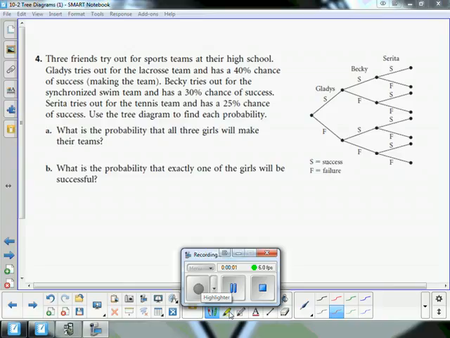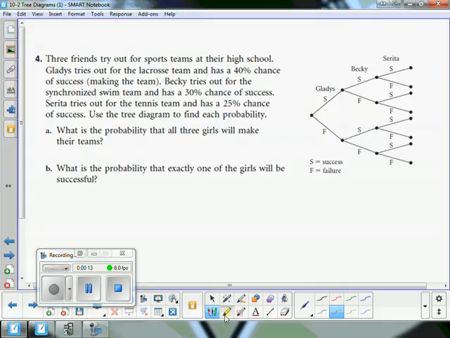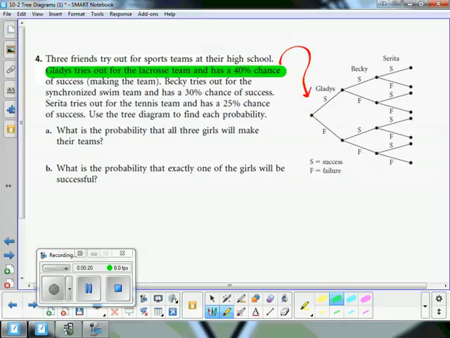So number 4 says that 3 friends try out for sports teams at their school. Gladys tries out for lacrosse. She's got a 40% chance of success. So what you might want to do right away when you read a piece of information like this, okay, Gladys tries out for the team and has a 40% chance, right away go to the diagram and put the point 4 for S. S represents that she succeeded and made the team.